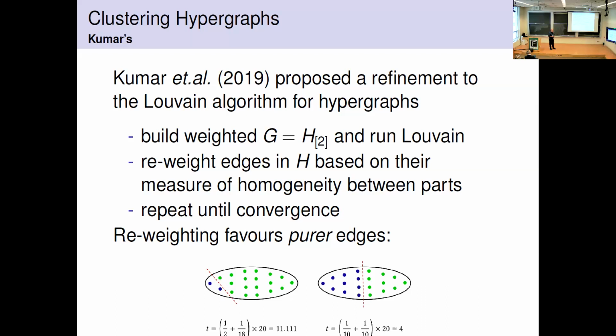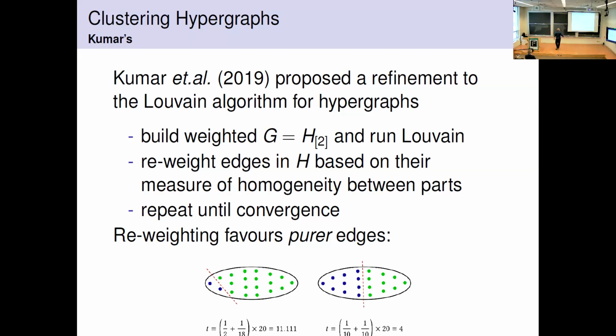That's actually in HyperNetX, that we've coded up in HyperNetX by Kumar and others. And it's a slight refinement to the Louvain algorithm that takes a little more into account the fact that you are on a hypergraph. So you still go and build a two-section and run Louvain. That's the same thing, okay? But now you're going to reweight edges in the hypergraph based on a measure of homogeneity between the parts and repeat until convergence.